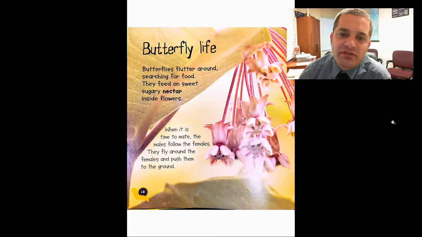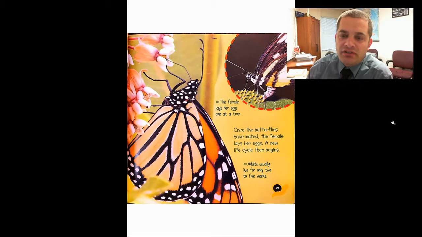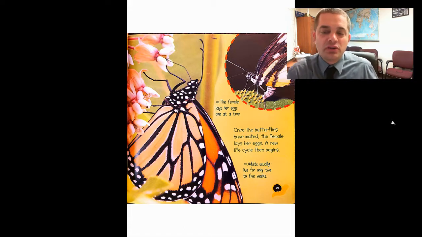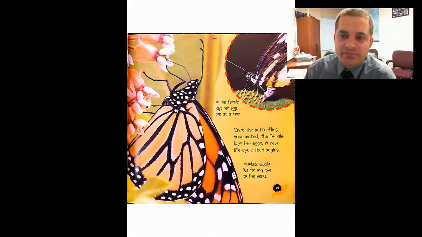Butterfly life. Butterflies flutter around searching for food. They feed on sweet, sugary nectar inside flowers. When it is time to mate, the males follow the females. They fly around the females and push them to the ground. The female lays her eggs one at a time. Once the butterflies have mated, the female lays her eggs. A new life cycle then begins. Adults usually live for only 2 to 5 weeks.